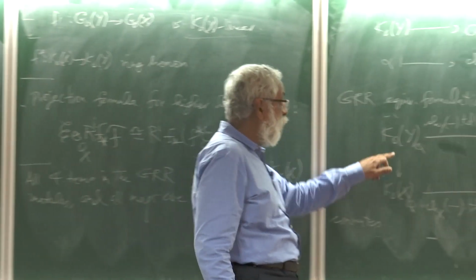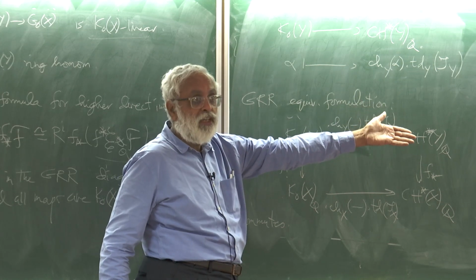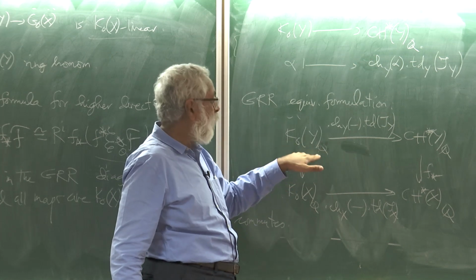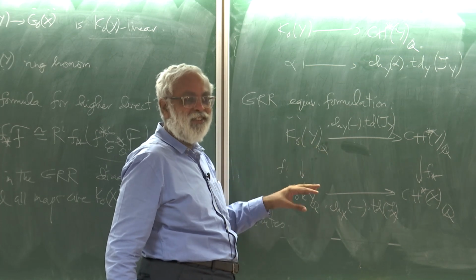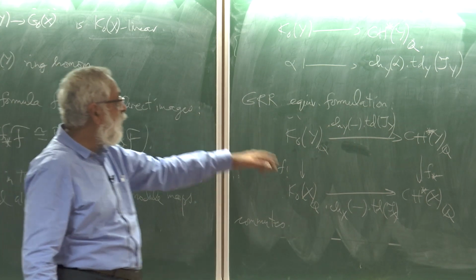Tensor Q. The original GRR didn't have Q, but it doesn't matter. It's a statement in the end: two things are equal with values in a Q vector space. They're all homomorphisms. So without loss of generality, things factor uniquely through the tensor product with Q. But the thing is, the f lower shriek makes sense without the Q.